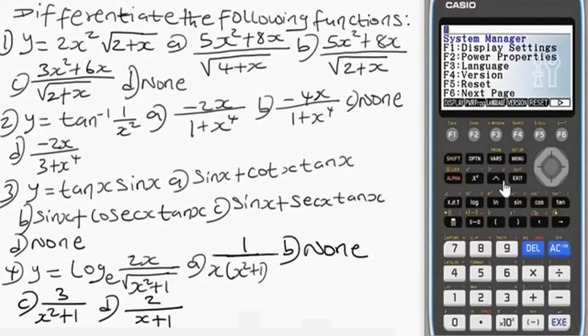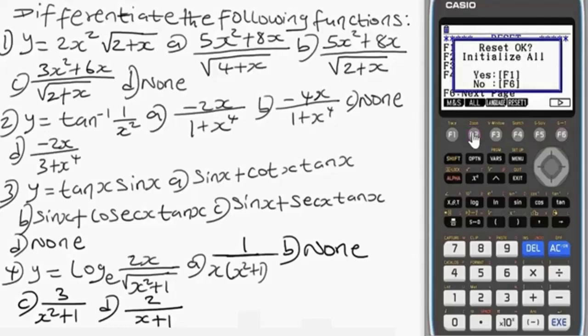Once you get here, press F5 for reset. Then press F6 for next page. We want to initialize all, so press F2, then F1 to initialize all, yes, and the calculator will begin to initialize all. Let's wait for it. We're going to find the derivative of all the functions here using this Casio calculator. So it's done. You press the exit button.